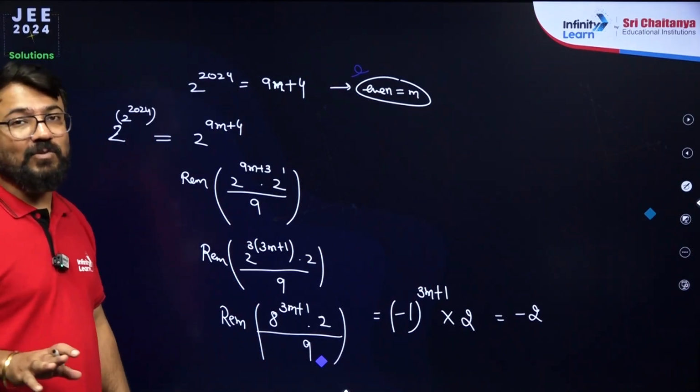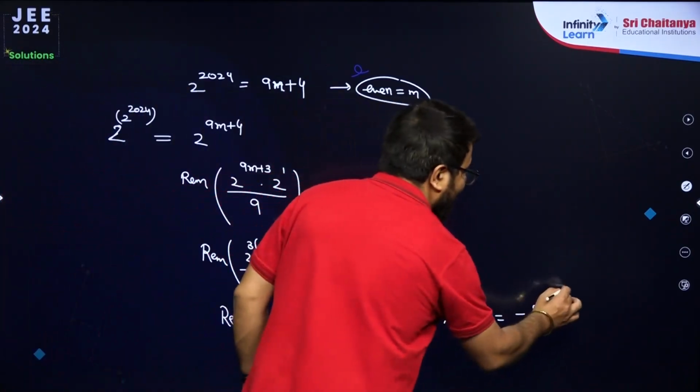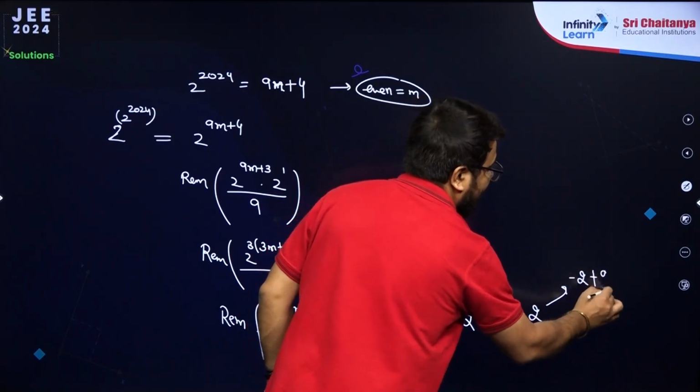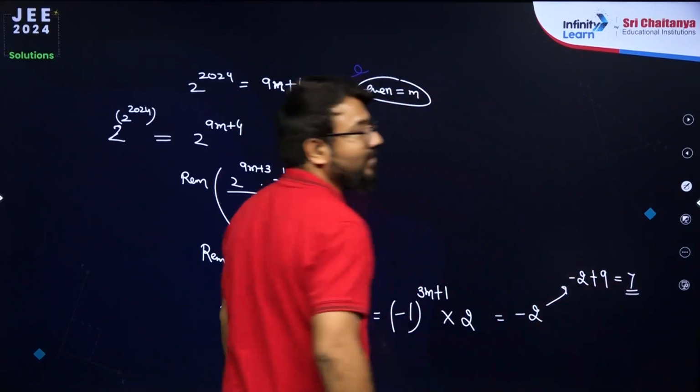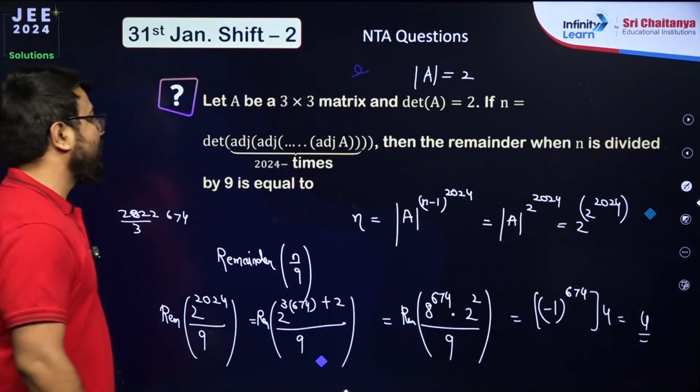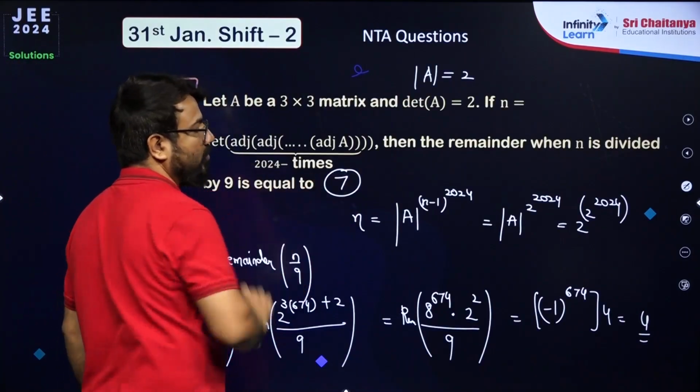Remainder cannot be minus 2. So that is why this minus 2 should be added to 9, so as to make a positive remainder. That means it will become 7. So the answer to this problem will be 7. I hope you understood this.